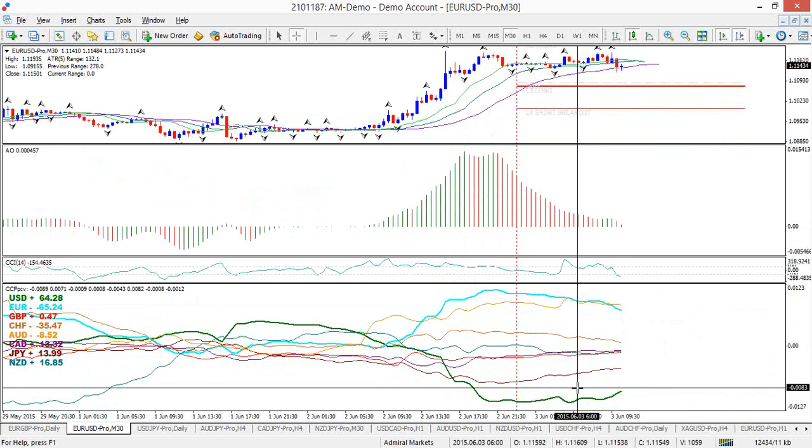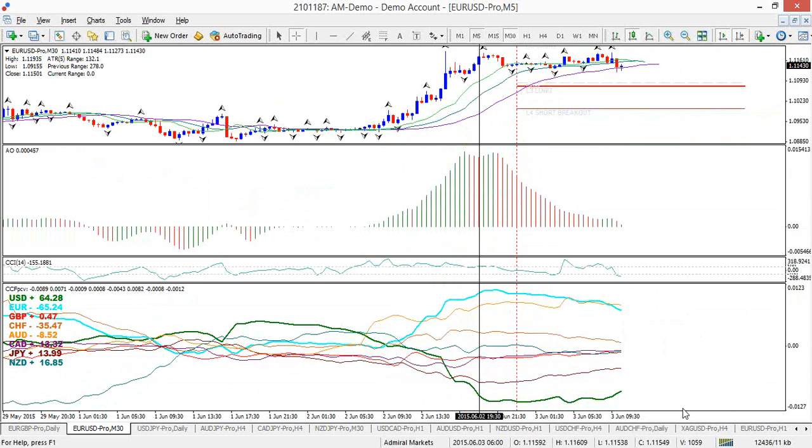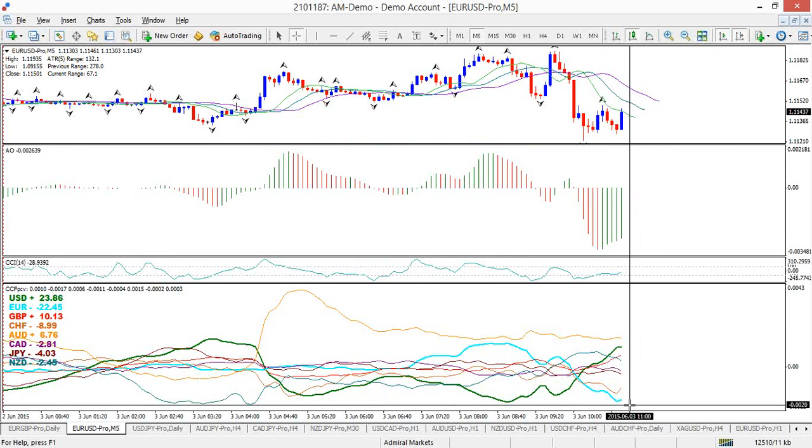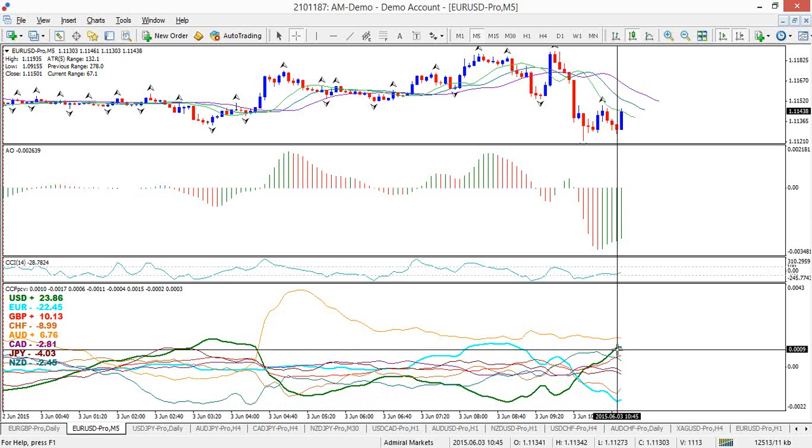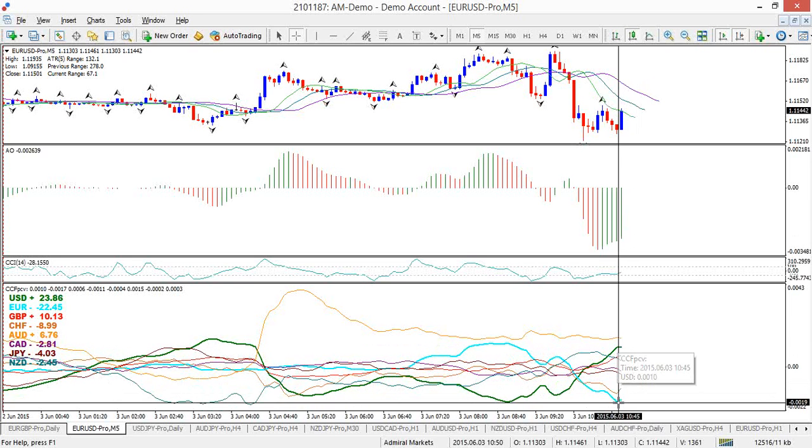On the lower time frames, it doesn't look great. Well, this is a 30-minute chart, so let me zoom to the 5-minute actually. Dollar is picking up a bit. Euro is falling.